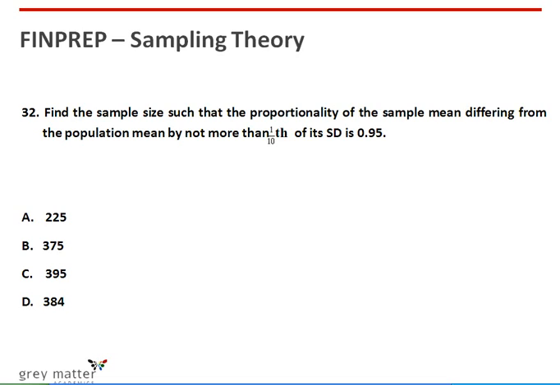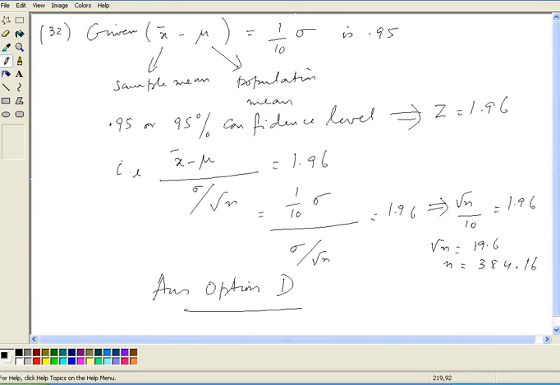32nd problem, find the sample size such that the probability of the sample mean differing from the population mean by not more than 1/10 of its standard deviation is 0.95. Going to our worksheet, given that x bar minus mu equals 1/10 of sigma, which is 0.95, means it has a 95% confidence level, which implies z is equal to 1.96. We know that x bar minus mu by sigma divided by root of n is equal to 1.96. On simplifying, we get the value of n equal to 384.16.